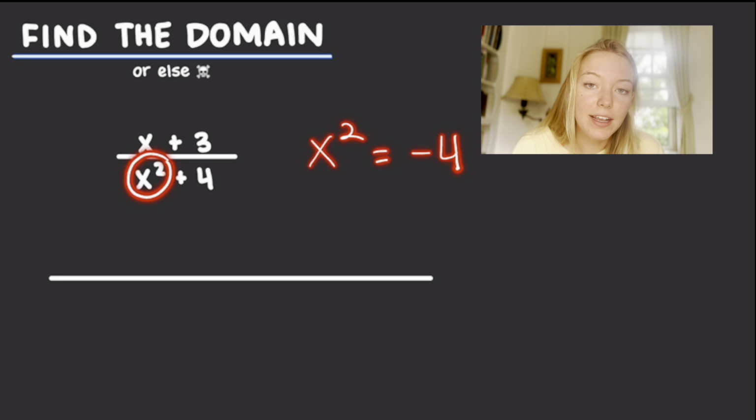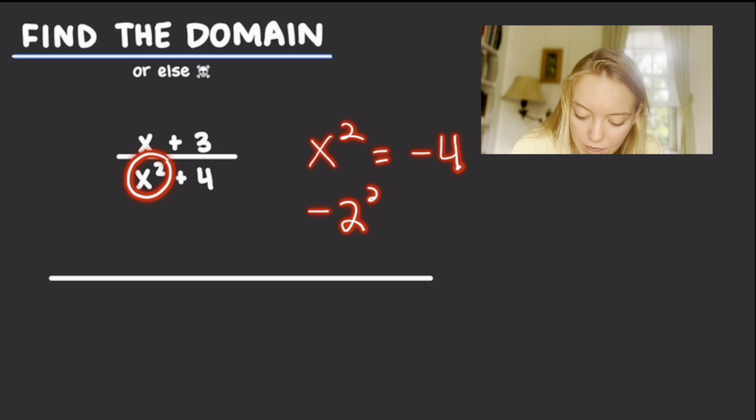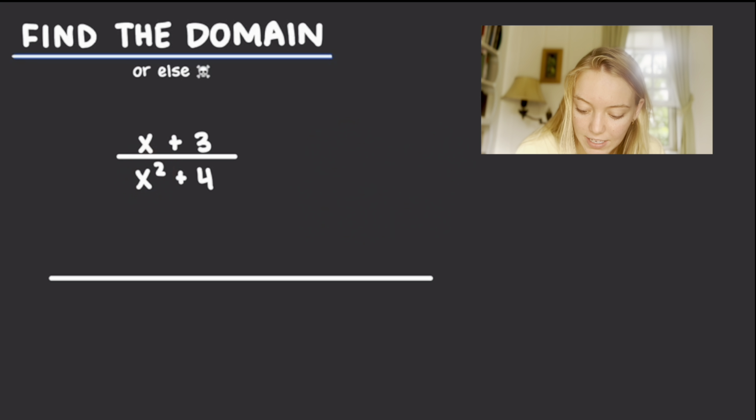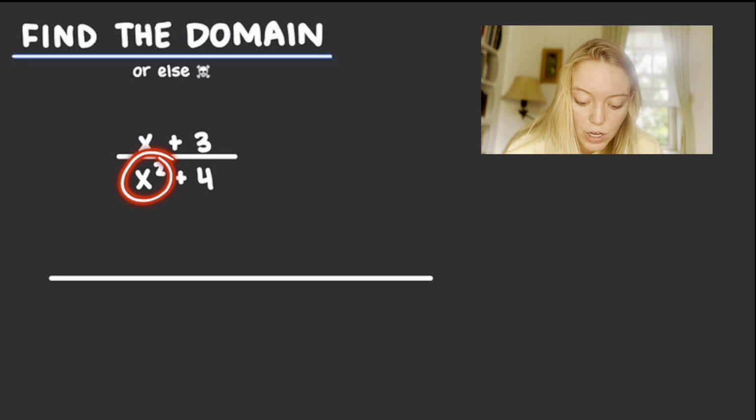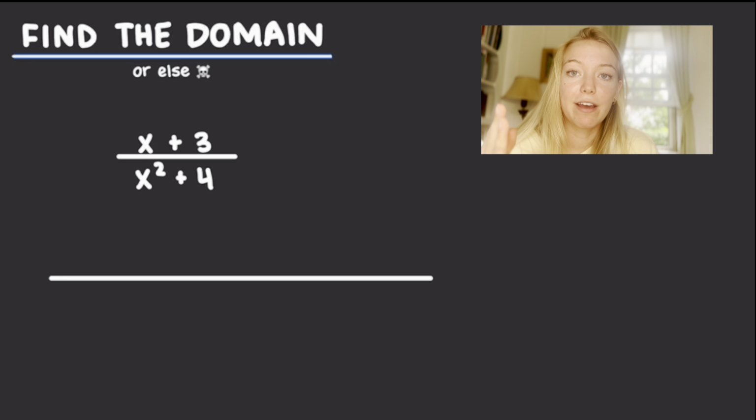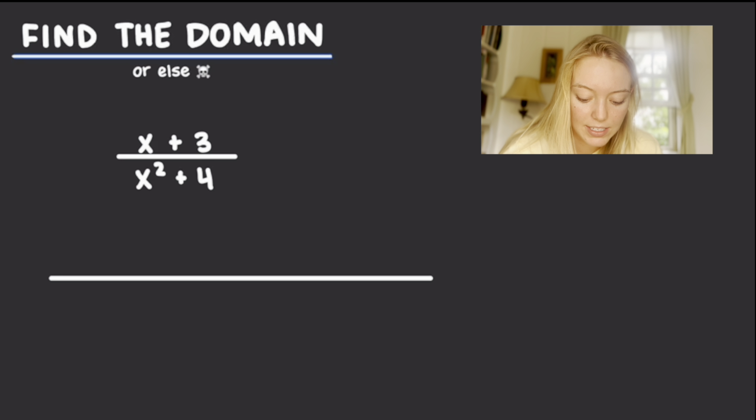But can x squared ever equal -4? Let's think. If we plugged in -2, -2 squared is equal to +4, because it squares this negative sign, making it a positive. So whatever number you plug in for x squared is going to be a positive number that comes out, because if you plug in a negative and square it, it's going to be positive. So this x squared could never be -4. That means there could never be a 0 in the denominator.